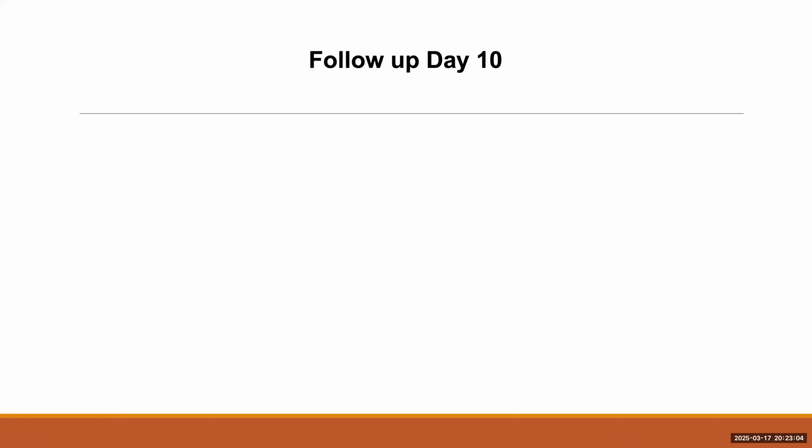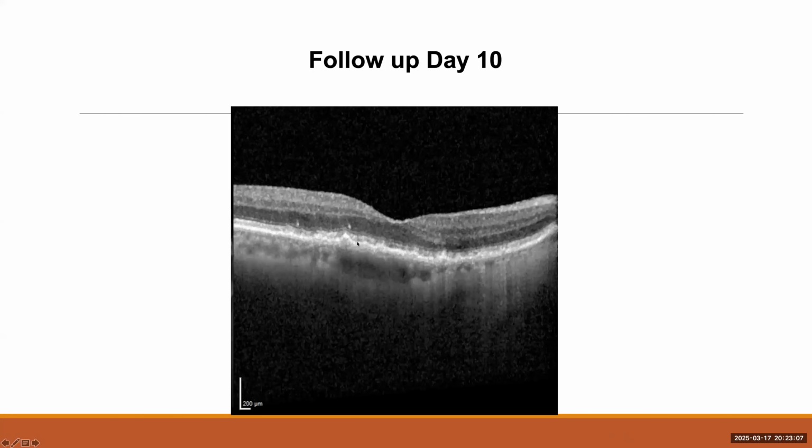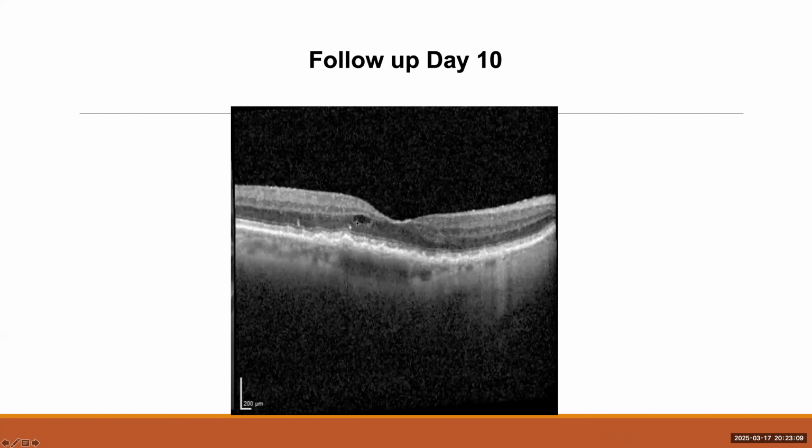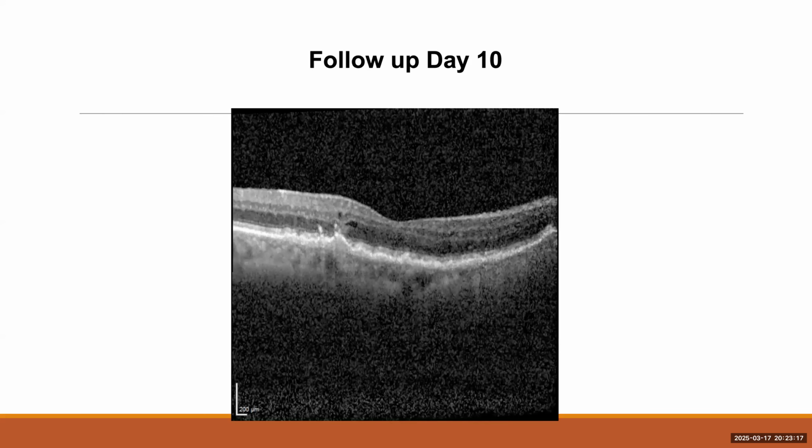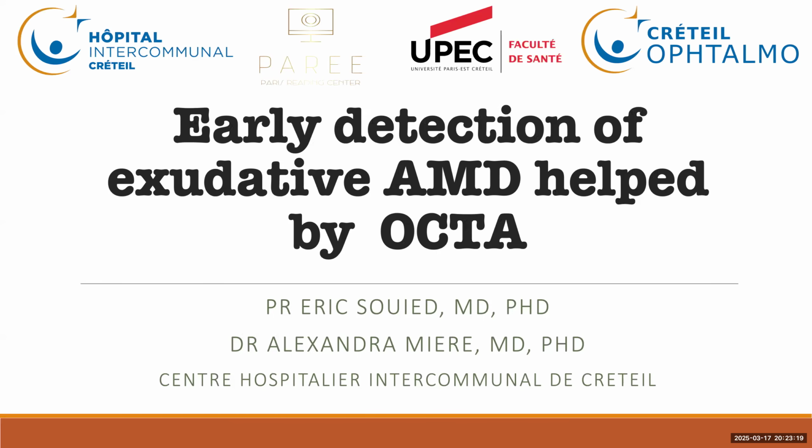We decided to ask her to come 10 days later, and this lesion turned to an exudative lesion with some cyst in only 10 days. So this OCTA helped us to reveal what we call a nascent type 3. We'll talk about the early detection of exudative AMD helped by OCTA.